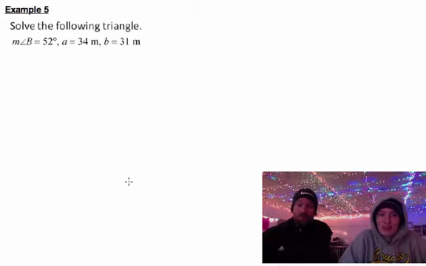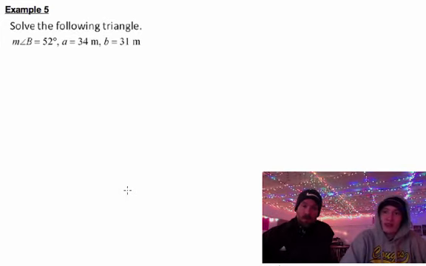Example 5. Solve the following triangle. So again, we're doing this whole, here we go, X larger than Y business.